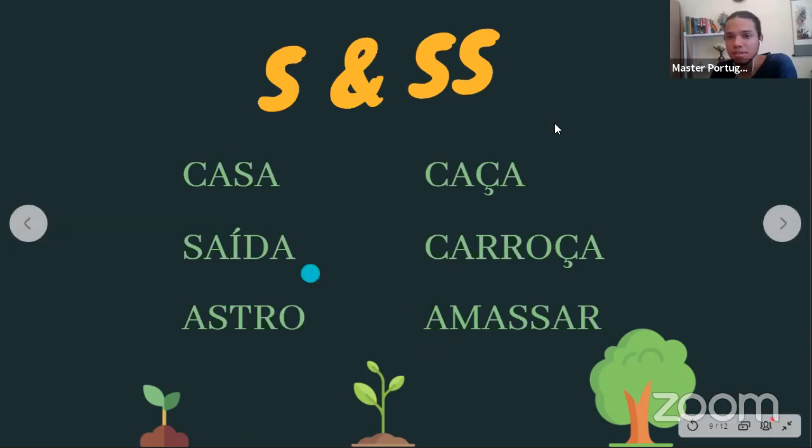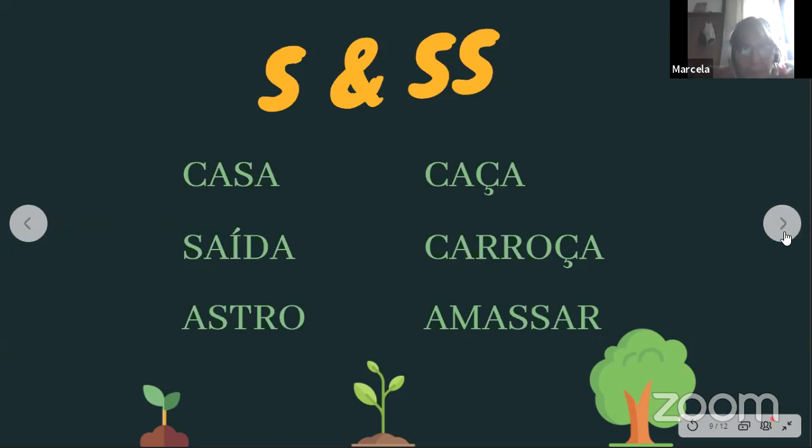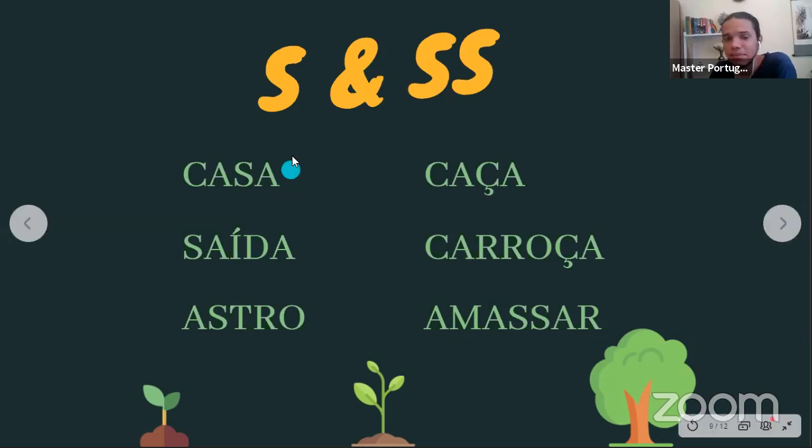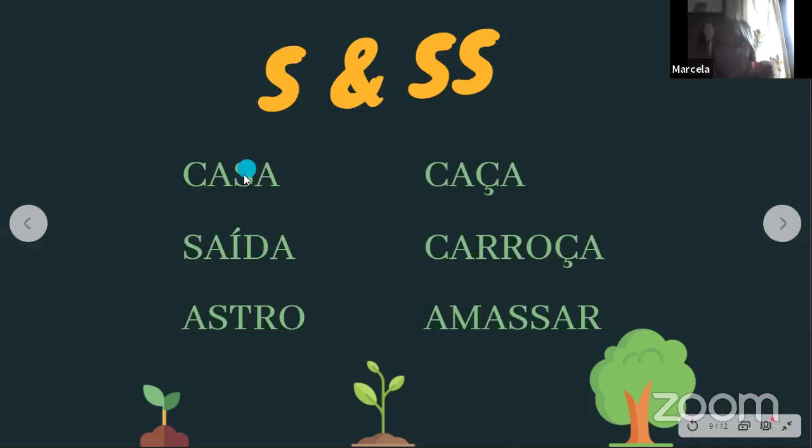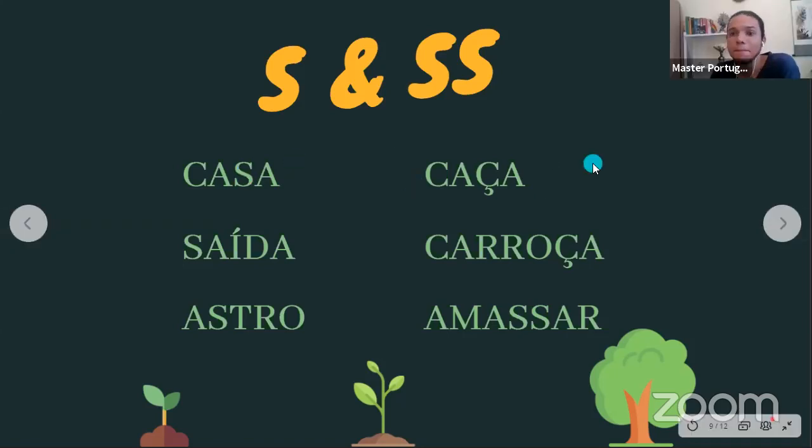Any questions about this? You good? La diferencia de casa y caça. Então, a diferença, Marcela, é que casa é pronunciado com som de Z. Casa. E caça é pronunciado com som de S. Caça. Ah, comprendo. Obrigada.